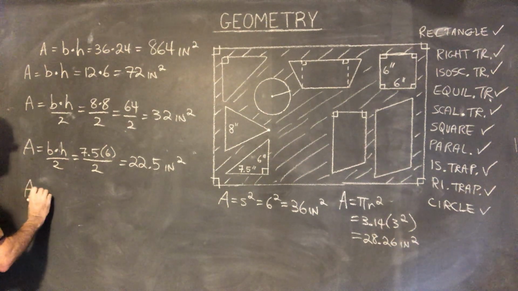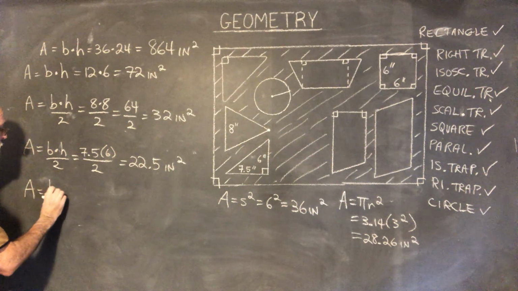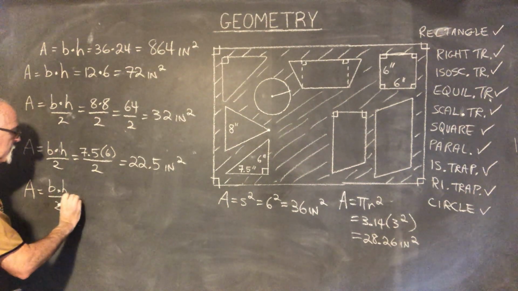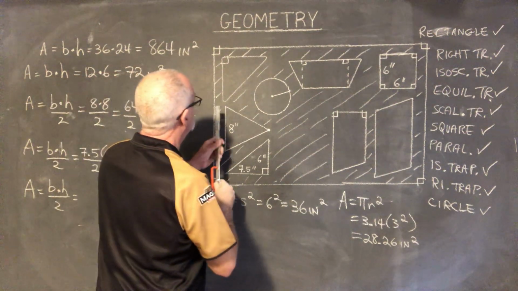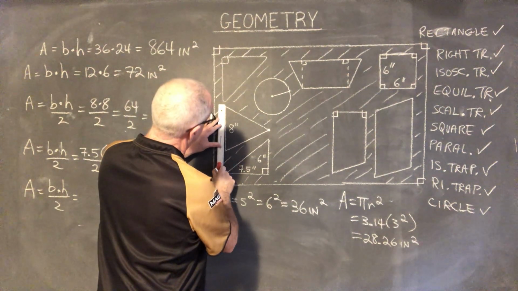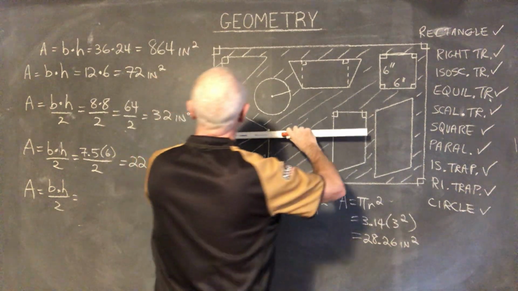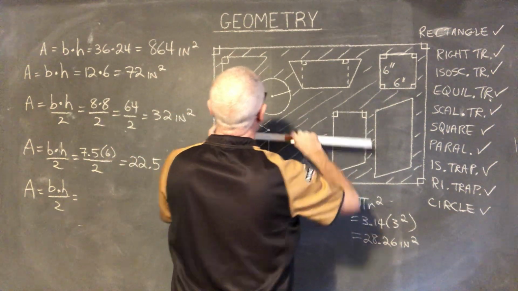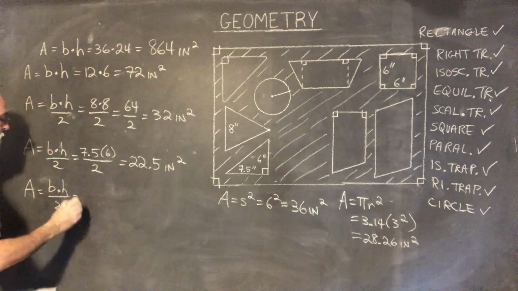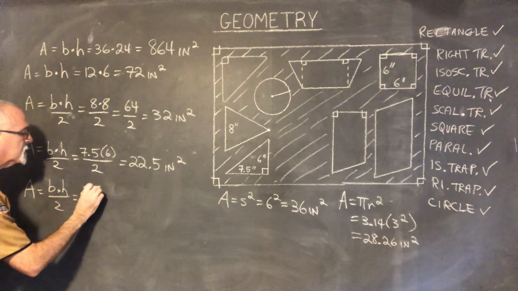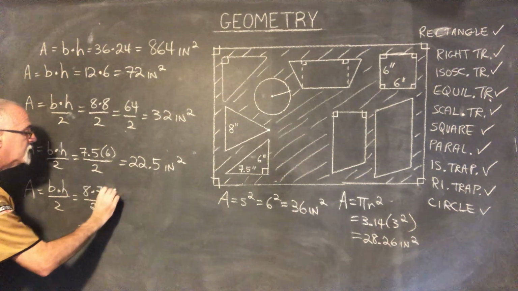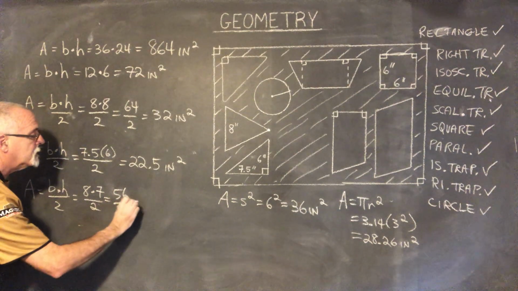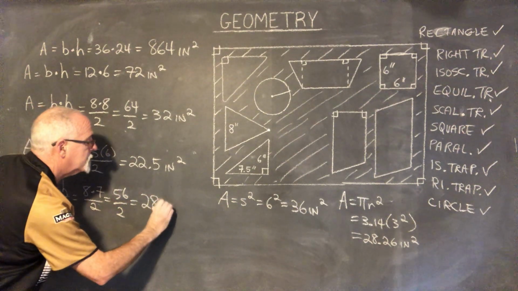So the area equals base times height over 2. Let me double check that. It seems like 7.5 seems long. Let's see. Is that clearly 8? It's more like 7. More like 7. So I'm going to call it 7. So 8 times 7 over 2, which is 56 over 2, which is 28 square inches.